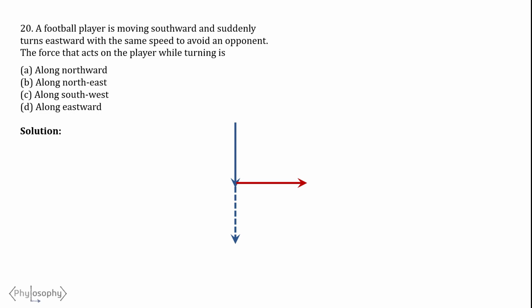Now from the figure, as you can see, the dashed arrow and the red arrow are both perpendicular to each other. So the other vector must act along this orange arrow. So you can say that this red arrow is the resultant of this blue arrow and the orange arrow. So the correct answer is option B, that is, the force acts on the player in the northeast direction.